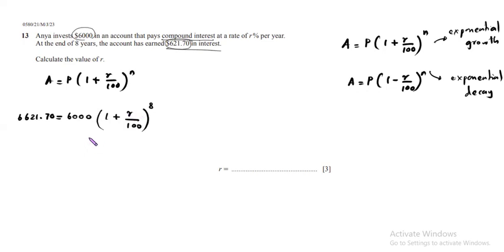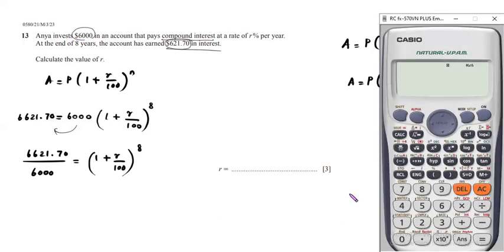To do that, I need to bring the 6,000 to this side. The 6,000 is already multiplying when it's on this side, so when I take it to the other side, it gets divided. So I need to divide it by 6,000. This is equal to 1 plus R over 100 to the power 8. Now I'm going to put this in the calculator.